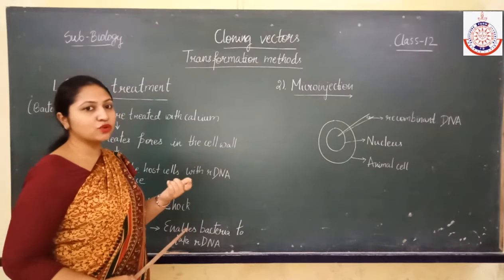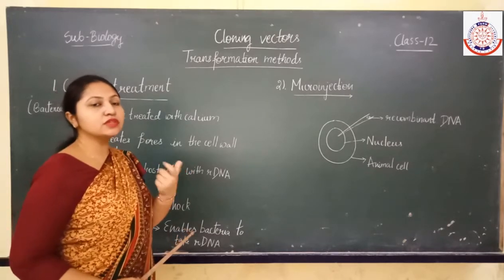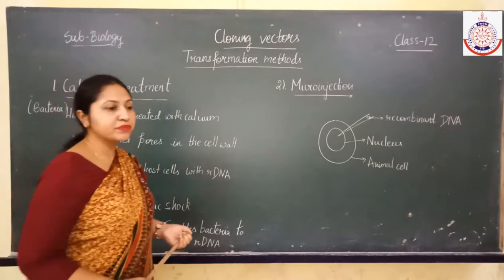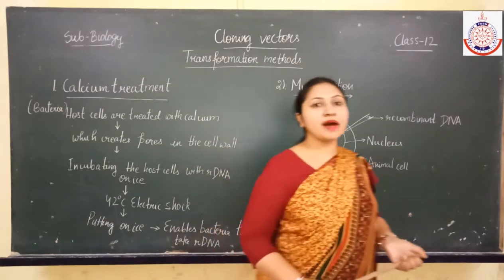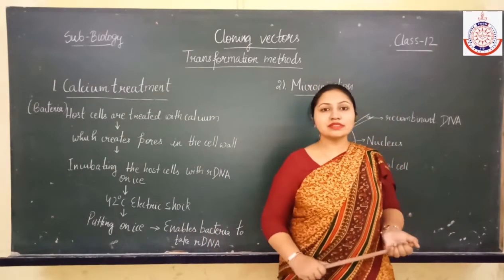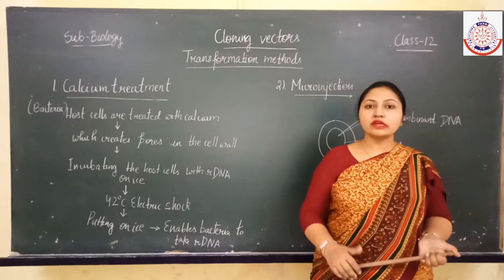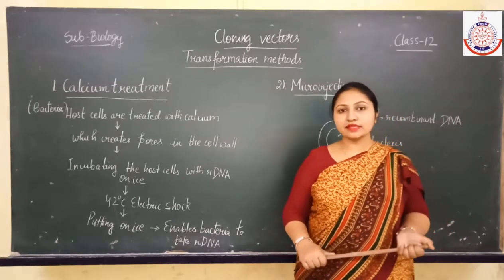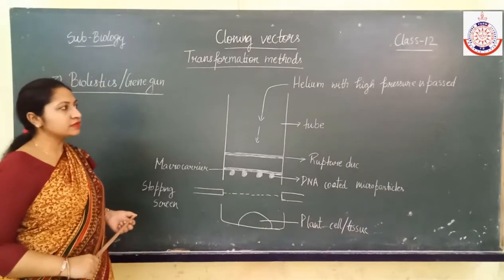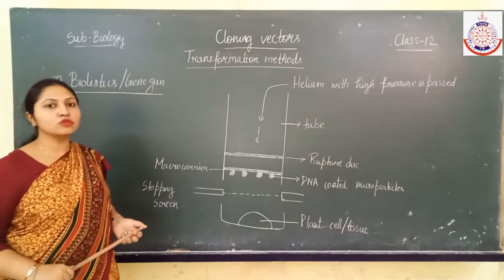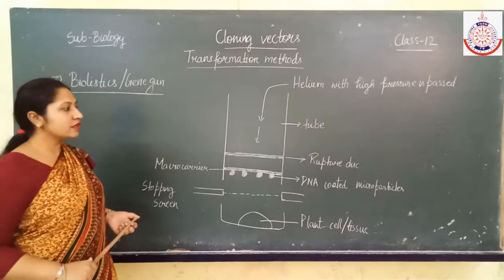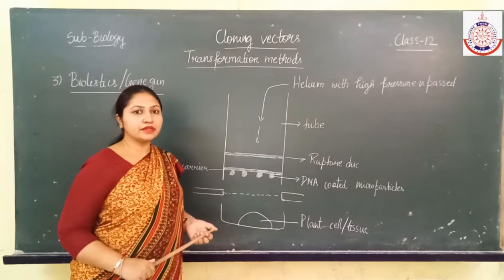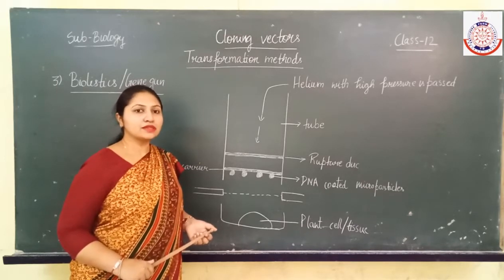Why is it called a micropipette? Because it can transfer micro-sized particles into the cell. Now next we will discuss the biolistic method. The biolistic method is used for the transformation of the rDNA into plant cells. The third method is biolistics, also known as the gene gun, and it is responsible for transformation of the recombinant DNA into plant cells.